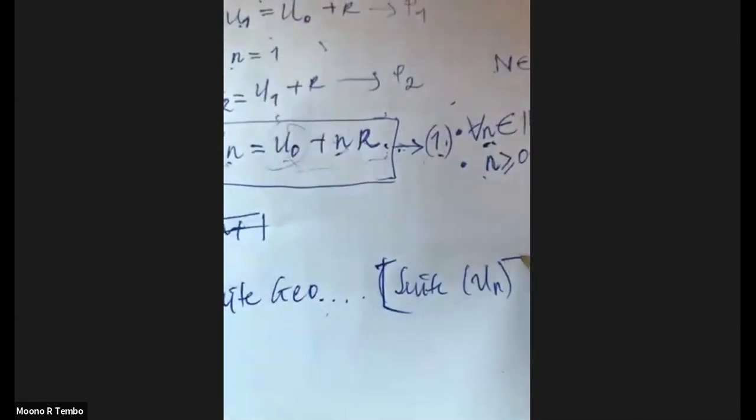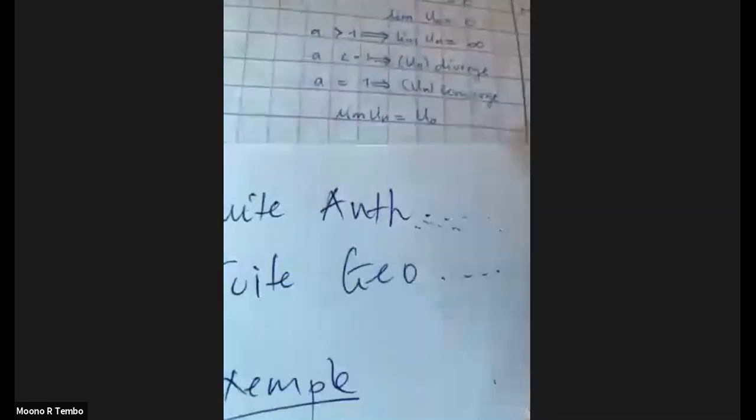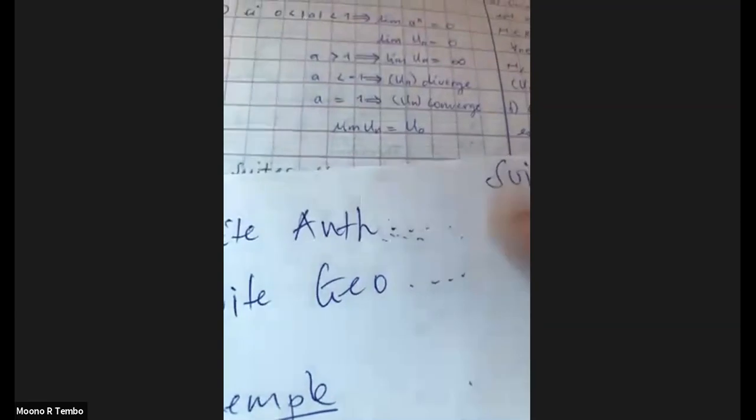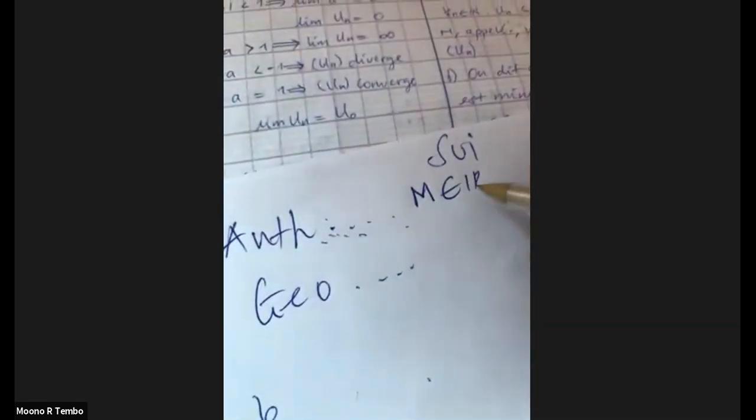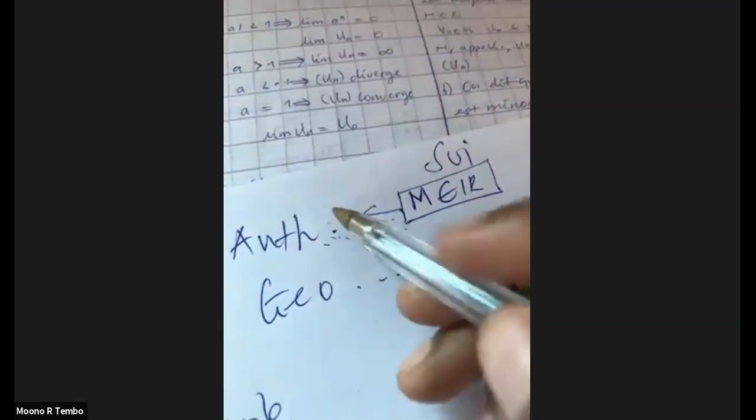We'll do this just to show a difference. But honestly, a sequence is written like this. Now for a geometric sequence, remember that for an arithmetic sequence, there exists what we had, a capital M, right? And we say this M is a member of real numbers. This here is for an arithmetic sequence, and M is introduced.